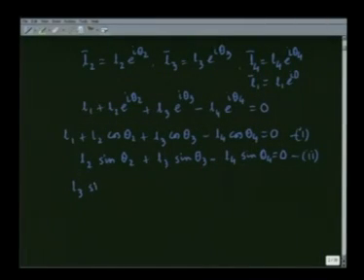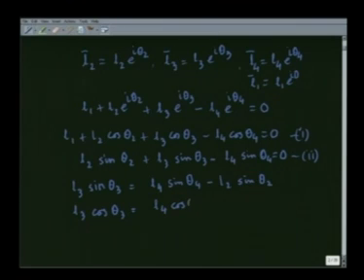To determine theta 4, we write L3 sin theta 3 is L4 sin theta 4 minus L2 sin theta 2, and from the first equation we write L3 cosine theta 3 equal to L4 cosine theta 4 minus L1 plus L2 cosine theta 2.